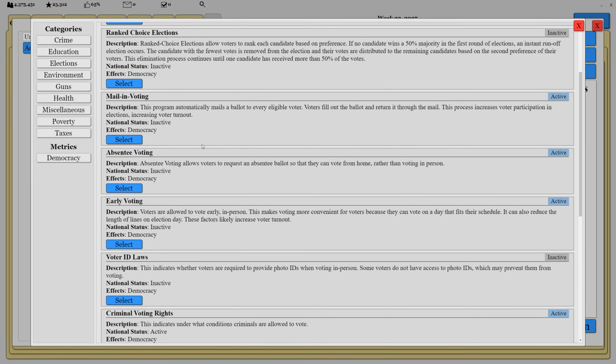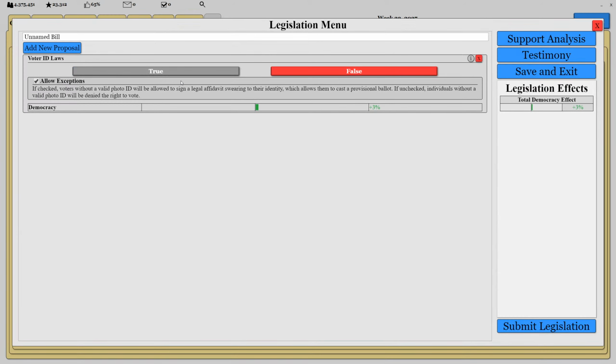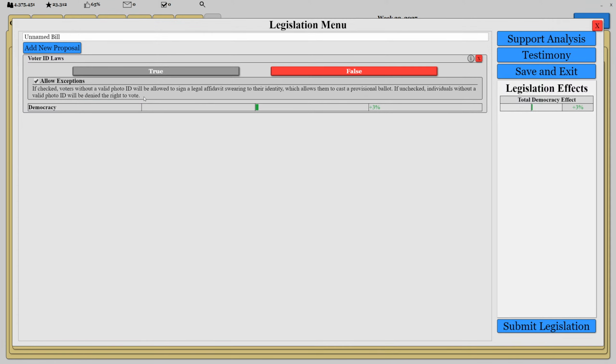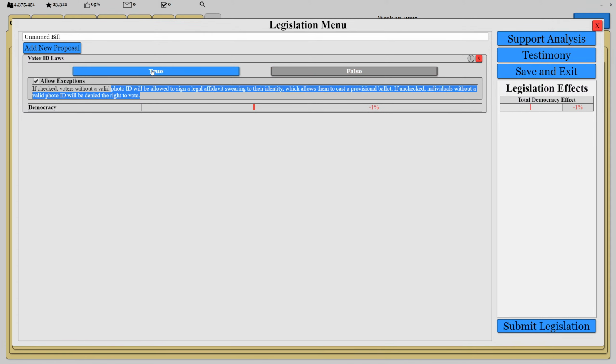What else do we have? Voter ID laws. Voters without a voter ID will be allowed to sign a legal affidavit swearing to their identity, which allows them to cast a provisional ballot. If unchecked, individuals without a valid ID will be denied the right to vote.